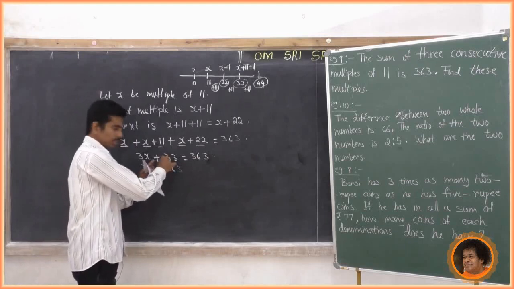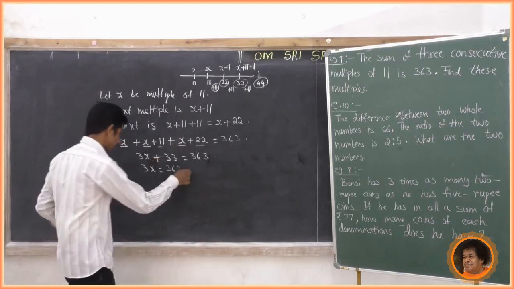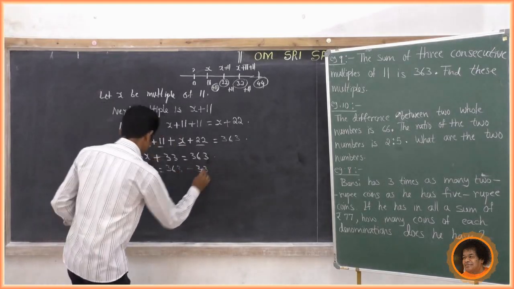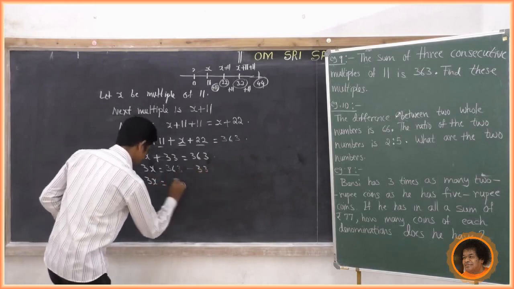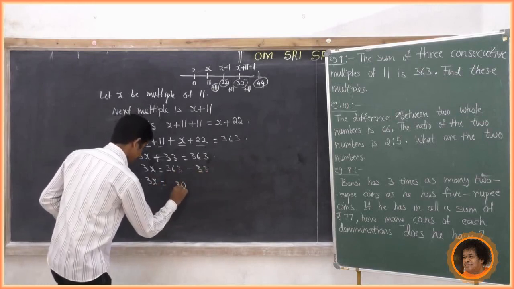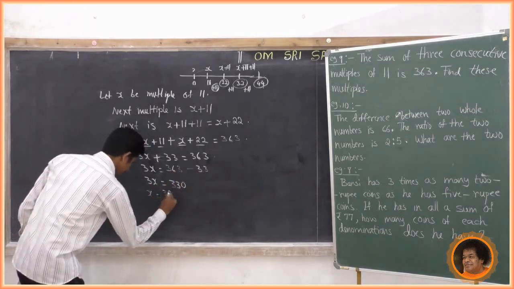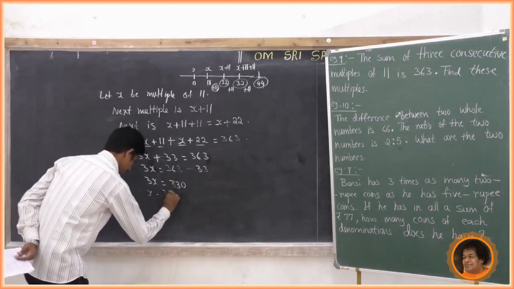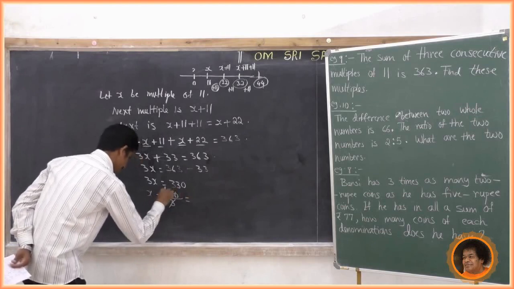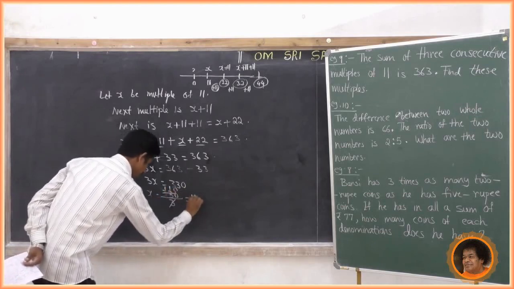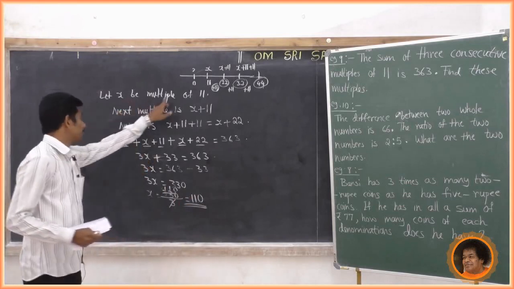Now 3x equals 363, the right hand side. Now 33 goes to the right hand side. Here it is a plus sign, so it becomes minus 33. 3x equals 363 minus 33, which is 330. So x equals 330 divided by 3, which is 110. 110 is the answer.